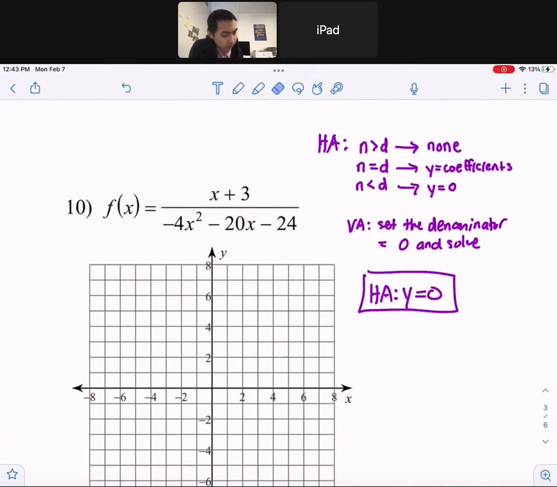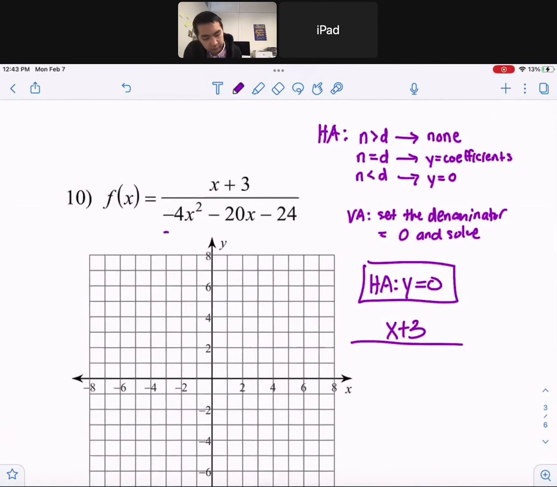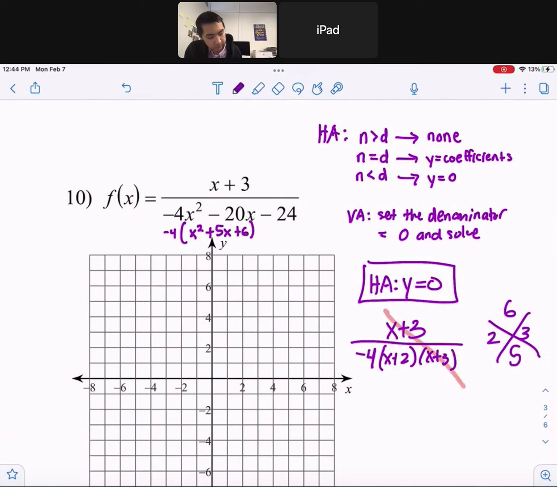And now we can factor. So factor out everything and then cancel if necessary and set the denominator equal to 0. So all of these could be divided by, we can factor out a -4. So positive 5x, positive 6. Now x method, right? What two things multiply to 6, but when added give you 5? That's 2 and 3. So -4, x plus 2 times x plus 3. These cancel. So we have 1 over -4 times x plus 2.